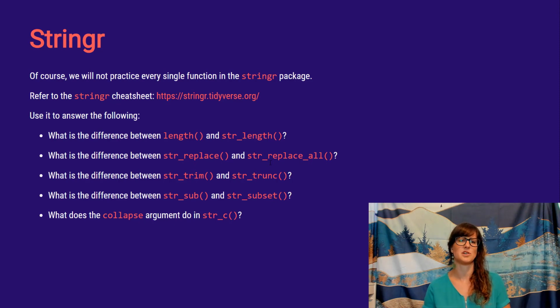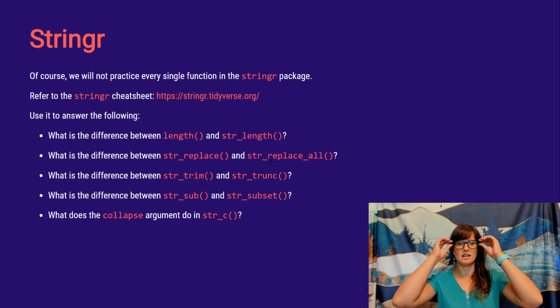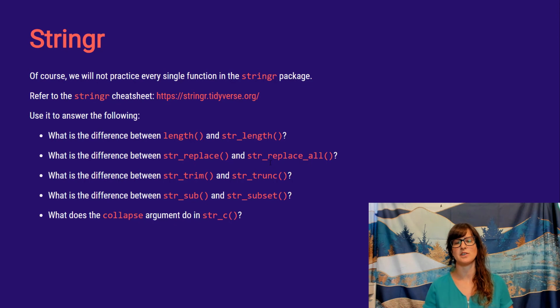What's the difference between str_trim and str_trunc? Both of those involve kind of chopping things off of a string. How are they different? And now we just saw str_subset, but there's also str_sub. Sounds pretty similar. How is that different? Lastly, I'd like you to check out str_c. It's kind of similar to just plain old c for concatenate. And what does that extra optional argument called collapse do? How does that change the output?